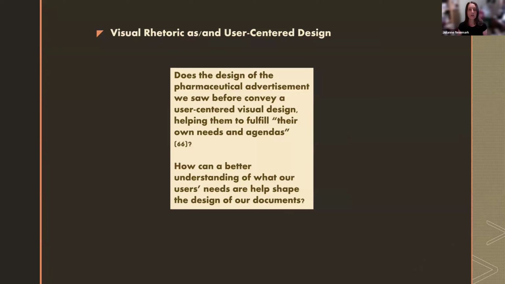So how can a better understanding of what our users' needs are help us shape the design of our document? One really important facet of that is, where was this advertisement originally circulated? Was it in a magazine like Men's Health? Was it in a magazine like Time magazine, back when people used to buy hard copy magazines and they would read them in the waiting room of the doctor's office, or wherever they happened to be waiting? The DMV, before the era of scrolling on phones.